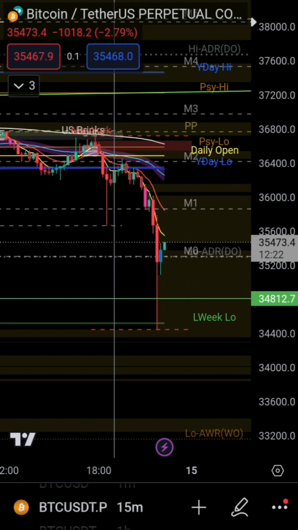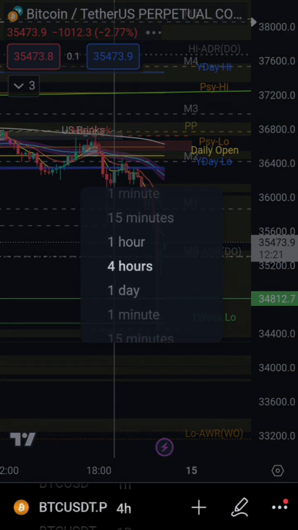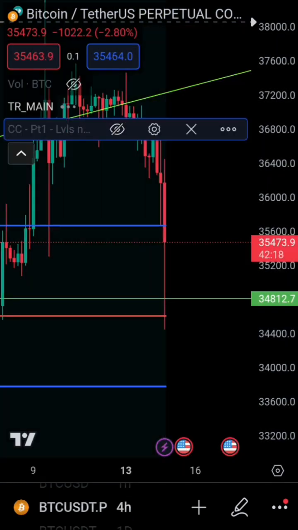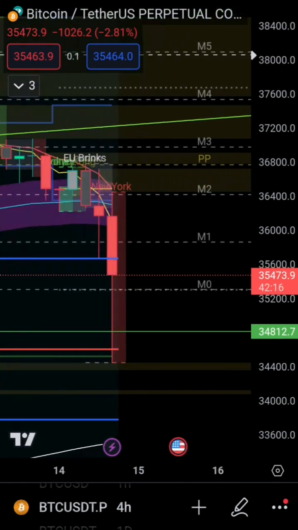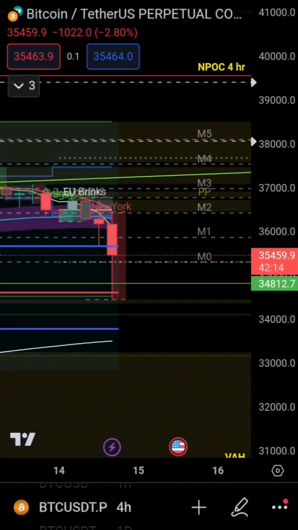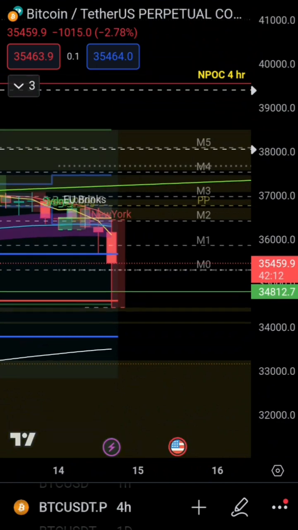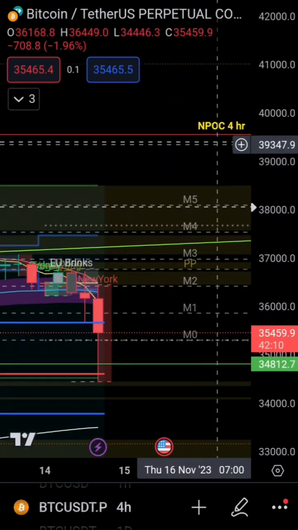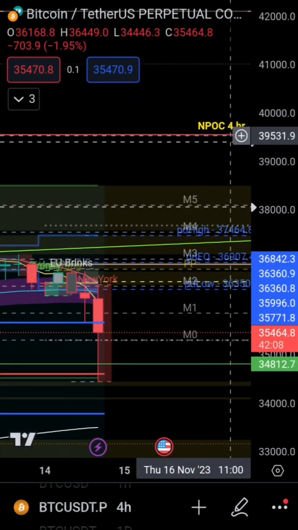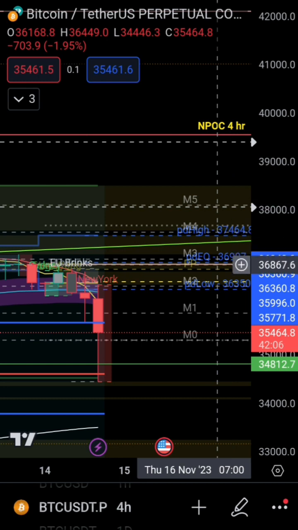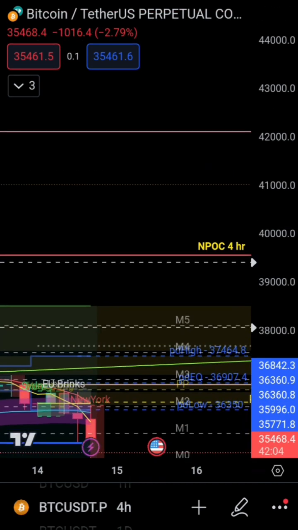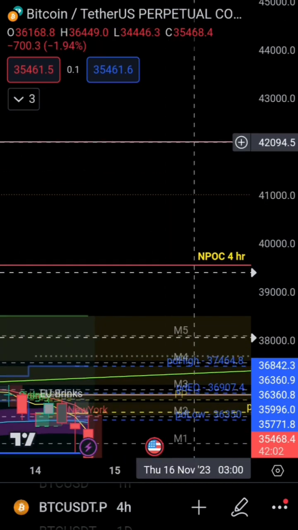Now, Bitcoin has an NPOC on the 4 hourly at around 36.8. That's another zone you should look for. Either it's going to flush up or it's going to get rejected, because we have an NPOC at 39,555. I marked it out over here. We have one at around 36,860, and we have one up here at around 42K.